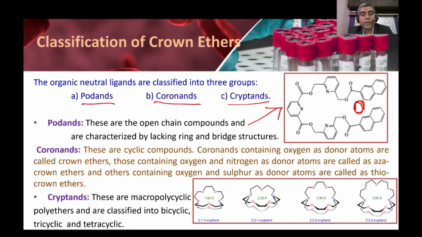Coronands. Coronands means crown ethers. They are cyclic compounds. Coronands containing oxygen as donor atoms are called crown ethers. Those containing oxygen and nitrogen donor atoms are called aza crown ethers, and those containing oxygen and sulfur are called thia crown ethers. And the third one is cryptands. They are macropolycyclic polyethers. Macropolycyclic polyethers are classified into bicyclic, tricyclic, and tetracyclic compounds.